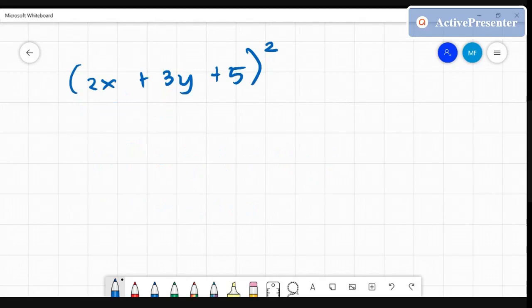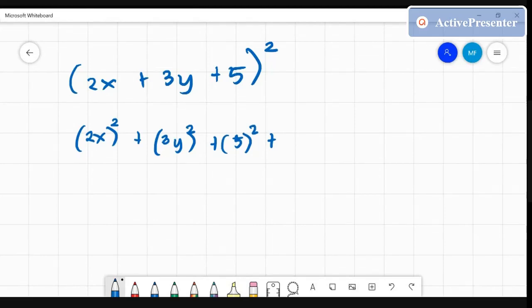For number 4, we have 2x plus 3y plus 5 squared. Therefore, this is an example of a square of a trinomial. So, first to do is let us get the square of the first term. So, 2x squared plus the square of the second term, 3y squared, plus the square of the third term. For the fourth, fifth, and sixth terms, twice the product of the first term and second term, twice the product of the first term and the third term, then plus twice the product of the second term and the third term.